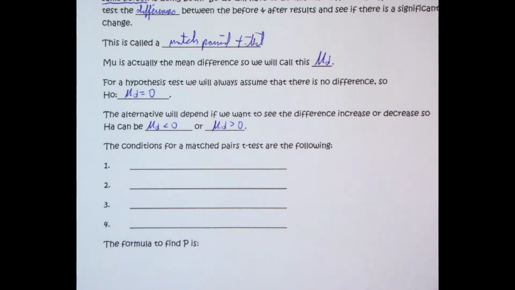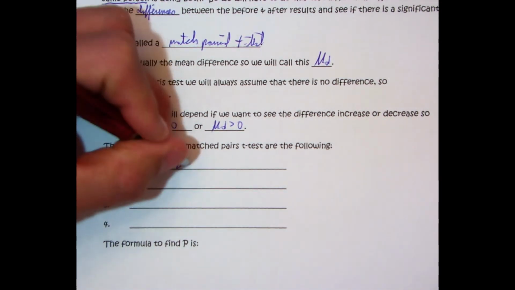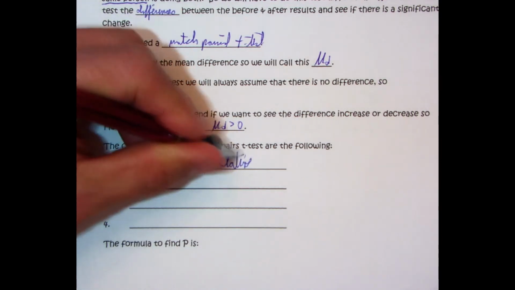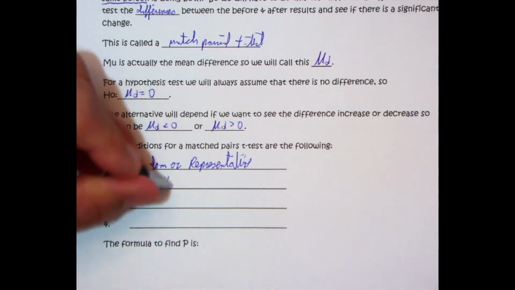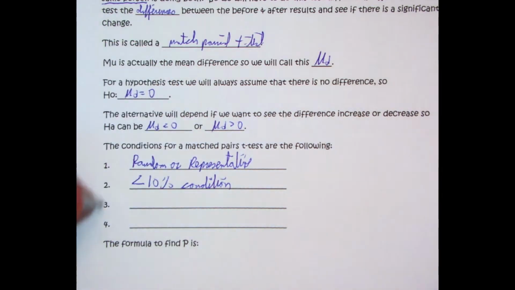Alright, so the conditions for a matched pair t-test are similar to all of our t-tests that we've been doing. We have random or representative data. Okay, we have the less than 10% condition because we're sampling without replacement.